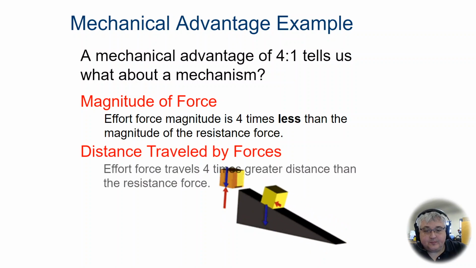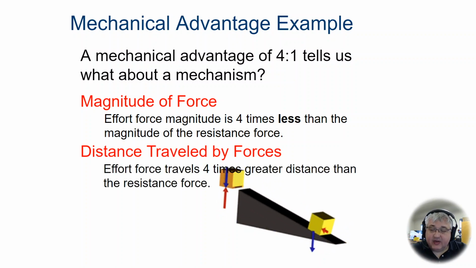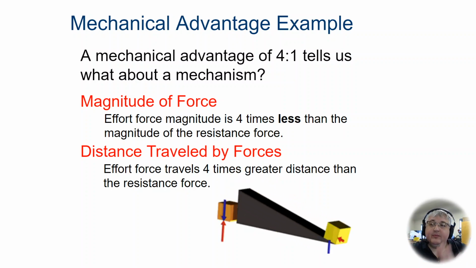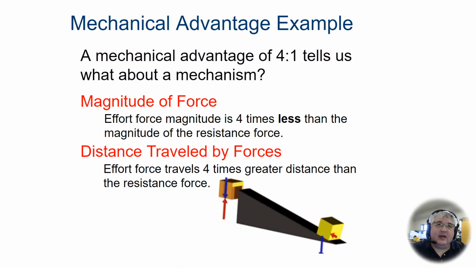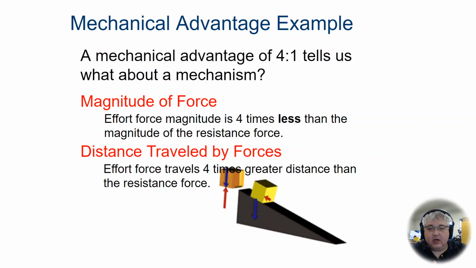But there's a trade-off in engineering. We don't get anything for free. So if we exert 4 times less force to push it up the ramp, our effort distance has to be 4 times longer, because that's the trade-off. Nothing is ever free in engineering.